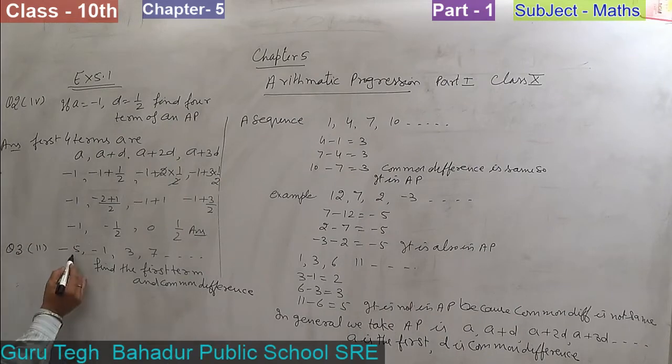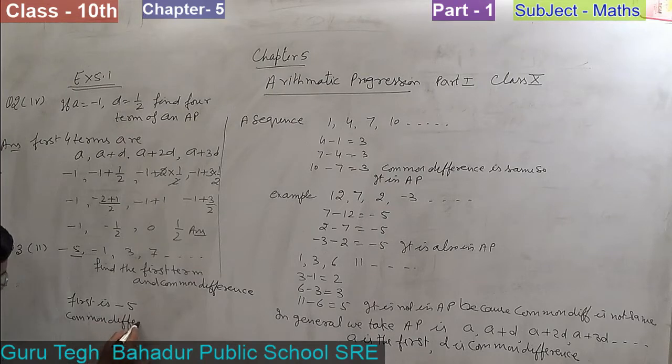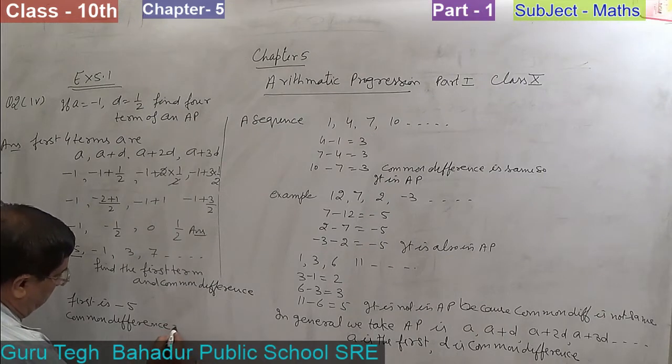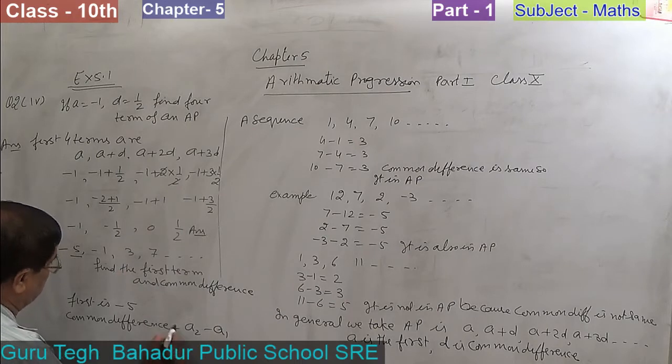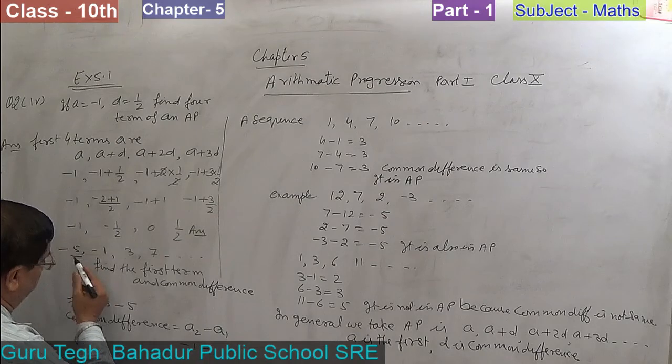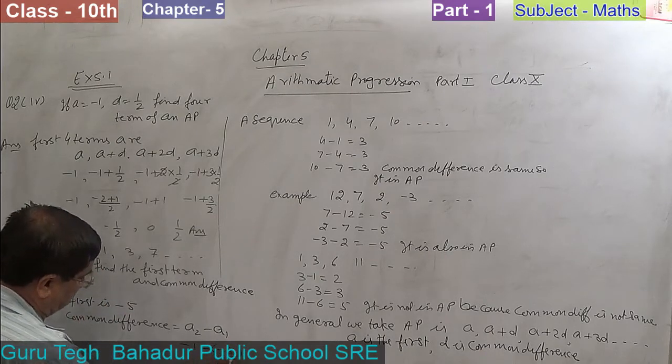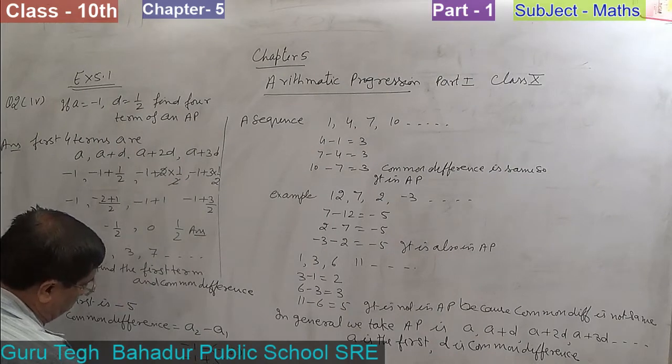So the first term is minus 5. Common difference is second term minus first term. The second term is minus 1, the first term is minus 5. Minus 1 plus 5 is equal to 4.